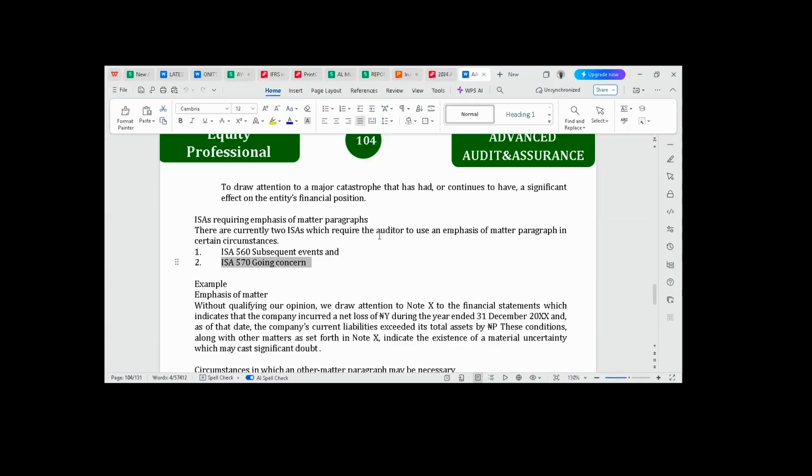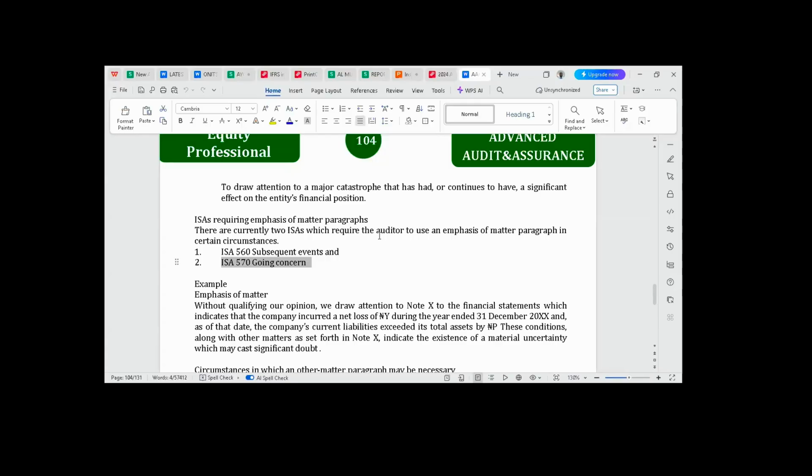This one happened after the financial year end. So it's not like you are going to adjust your financial statement, because it's not happening in the year under review. It happened after the year under review. When you say an event is a non-adjusting event, it must be an event that happened after the year under review, after the reporting period. We call it a non-adjusting event.